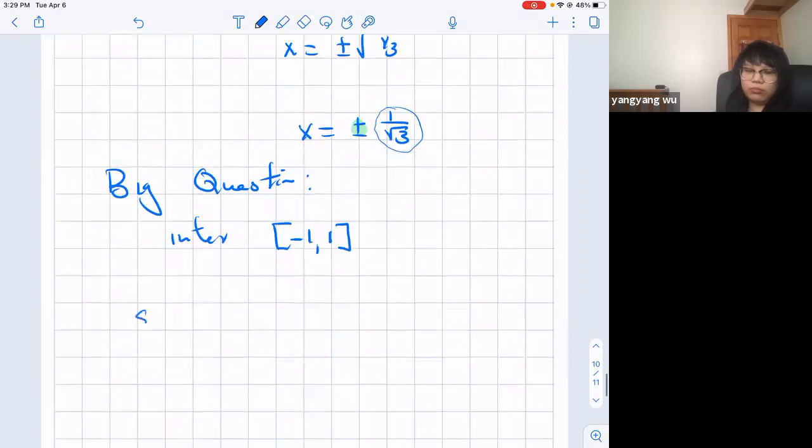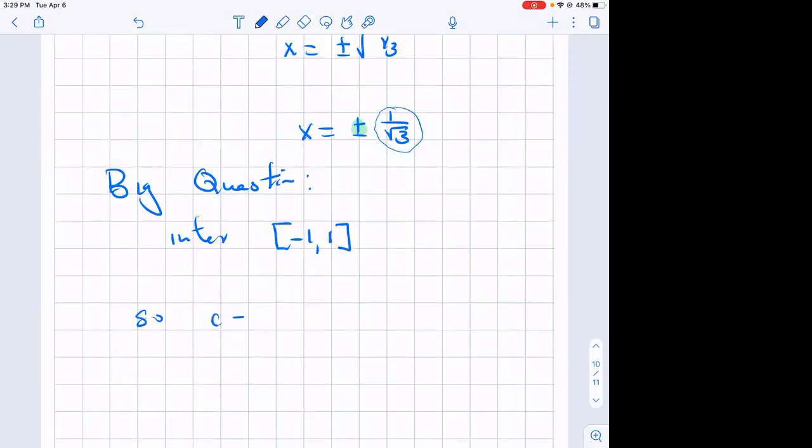Okay. So c equals the square root of 1/3, or c could be minus the square root of 1/3. Either one of them is correct. We have two c values. So the c value here is plus or minus the square root of 1/3. Questions?